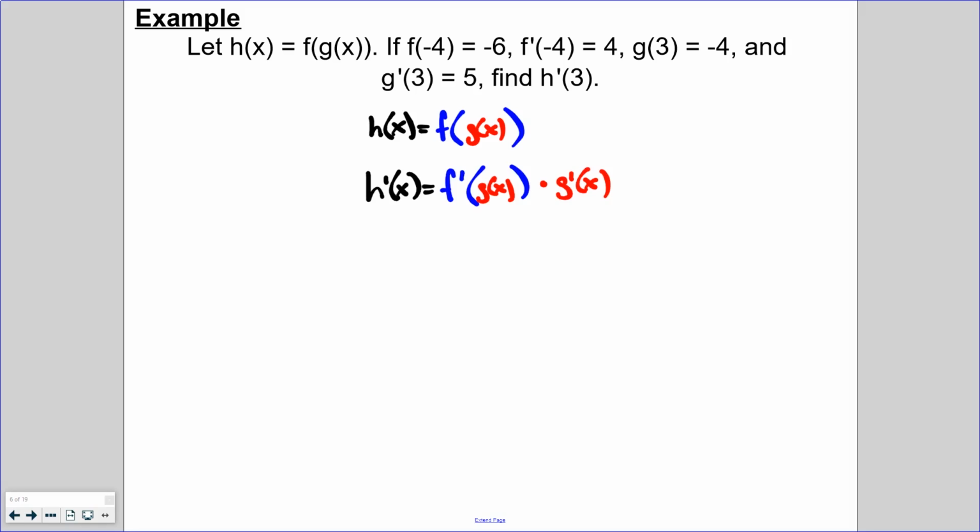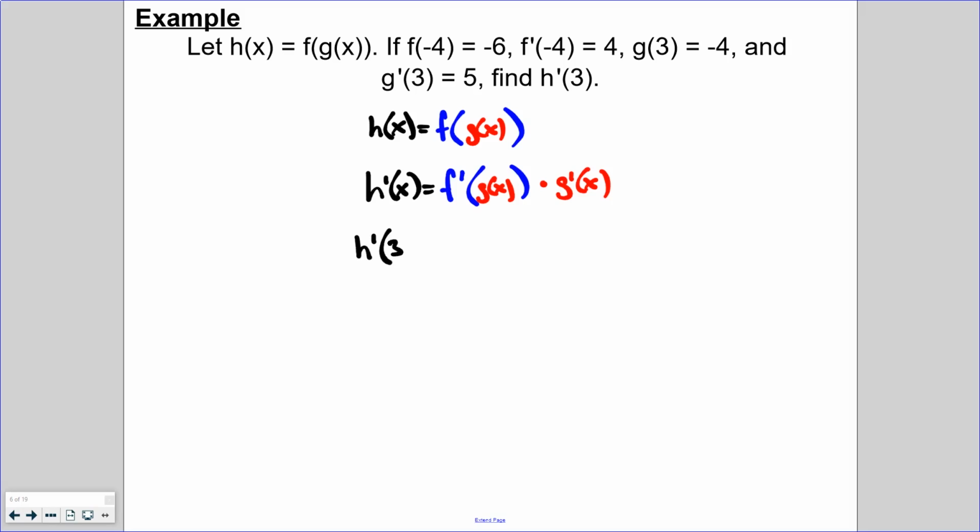Now that we have our formula for the chain rule, we can go ahead and read the other information, and then we can use that to actually answer the question. So we're told that f of negative 4 is negative 6. We are told f prime of negative 4 is 4. g of 3 is negative 4, and g prime of 3 is 5. And we're being asked to find h prime of 3. So that means x equals 3, so we'll go ahead and plug that in to our derivative.